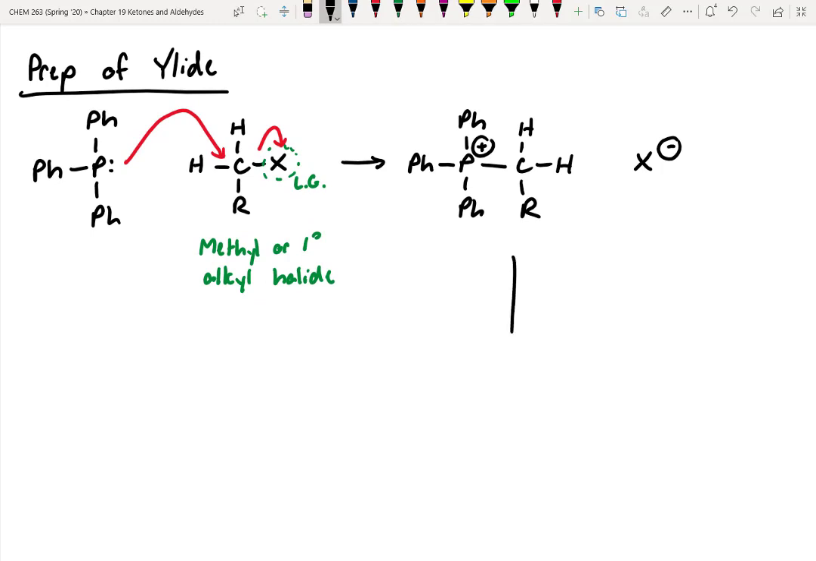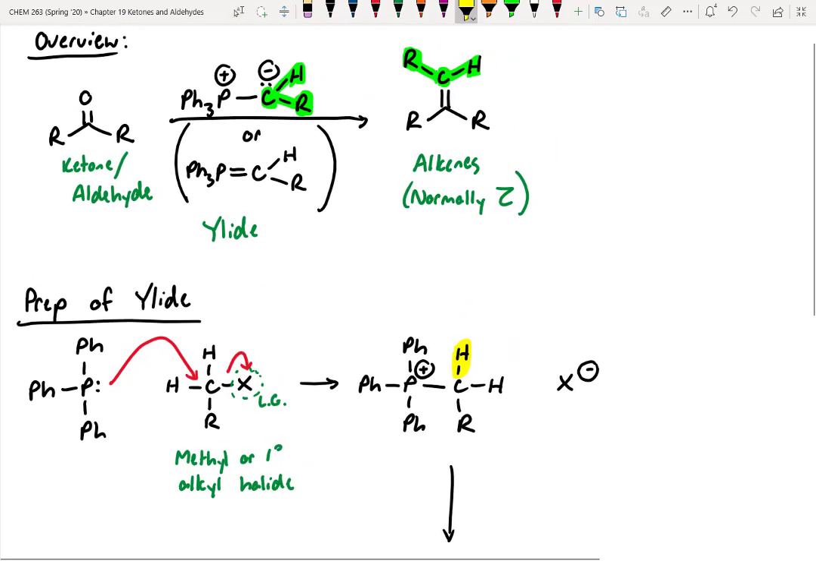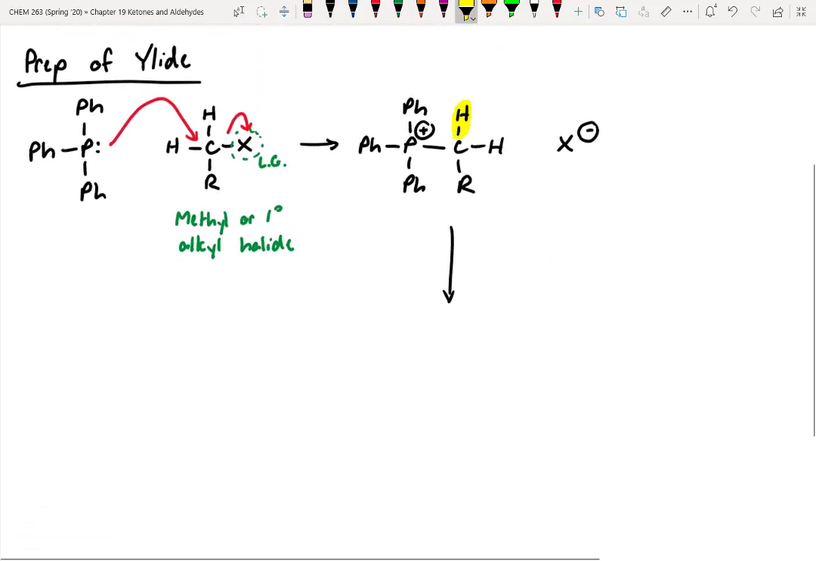We're not quite done yet, though. In the second step, what we need to do is treat this with a really strong base in order to get rid of this proton. If we go back up and look at our reagent, you can see that this carbon needs to have a negative charge on it. Right now it's neutral. We need to pluck off one of those protons to give it a negative charge. All right, that proton's fairly inert, so we have to use a strong base.